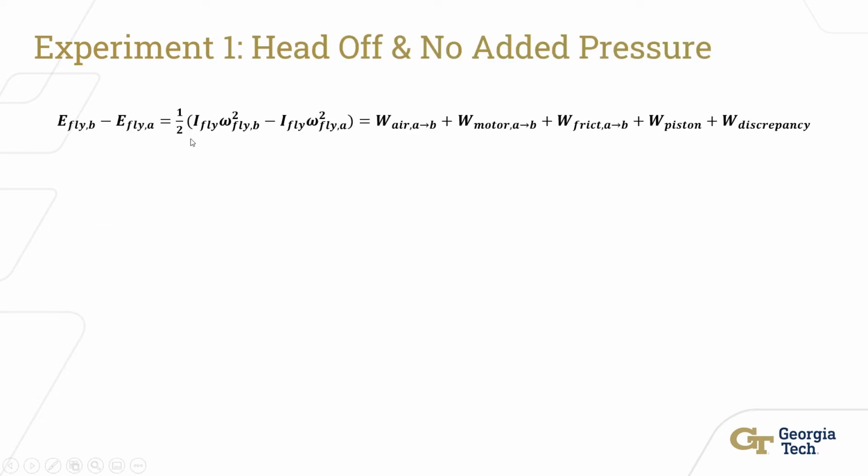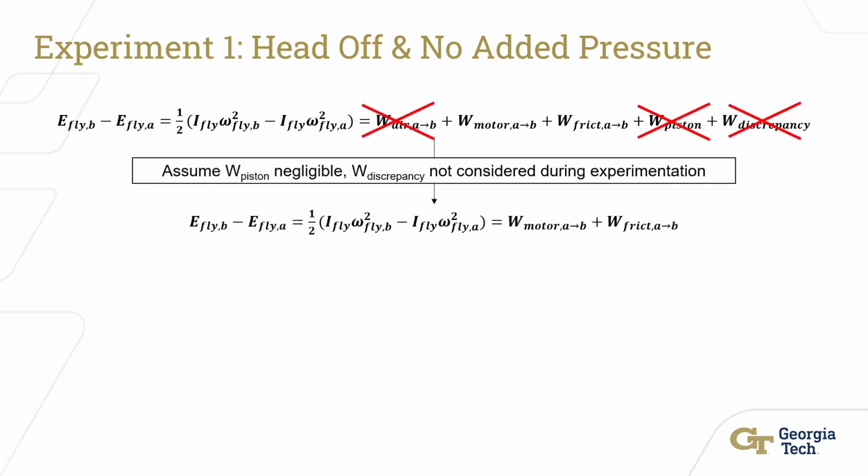For Experiment 1, we begin with the total flywheel energy balance, and then cancel terms not relevant for our experimental setup. The work of the piston is assumed to be negligible due to the high flywheel inertia and relatively long period of time, or angle, over which the data was collected. Also, without the piston head attached, there is no work being done by air, making that term equal to 0. By getting rid of these terms, we get the simplified energy balance shown here.